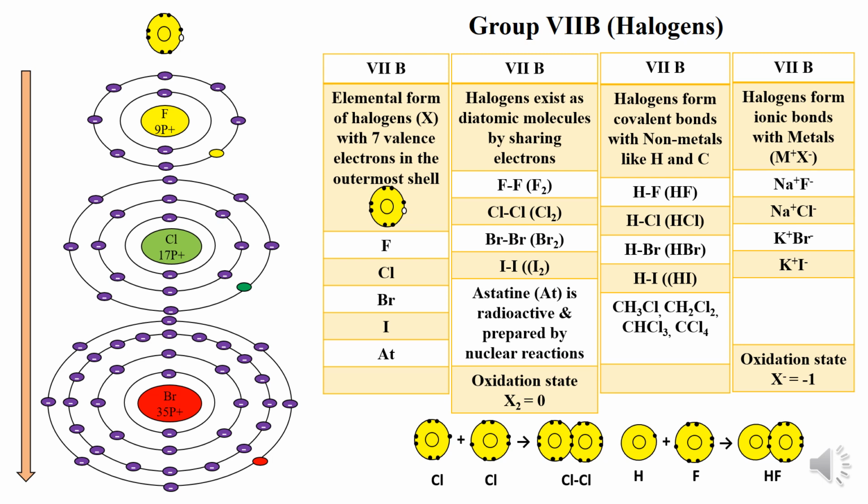Now, ionic bonds are formed by the complete transfer of electrons from the metal to the halogen atom. And after the halogen atom has received the electron from the metal, its oxidation state changes from 0 to -1, because the halogen, after accepting an electron from the metal atom, is rich by 1 electron, and thereby the oxidation state changes from 0 to -1.